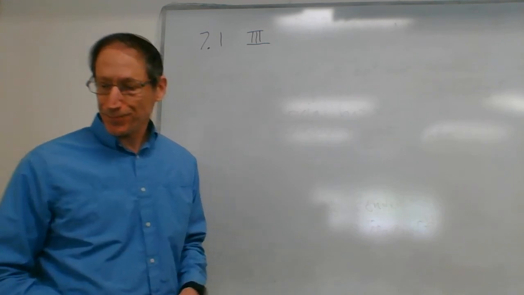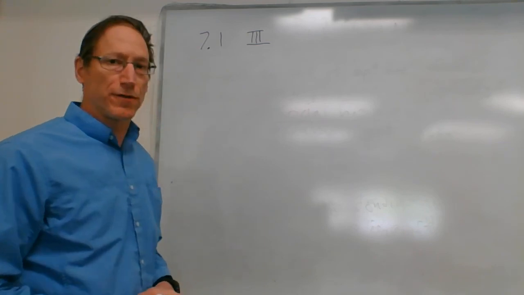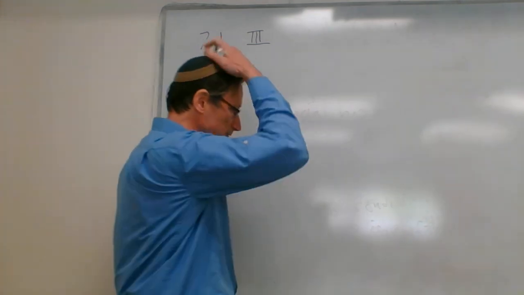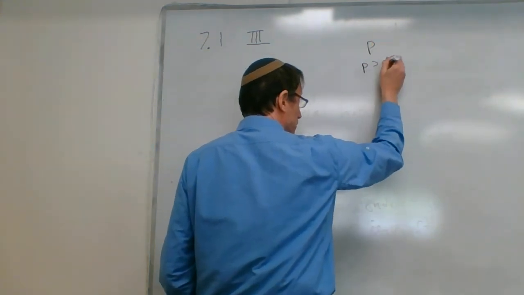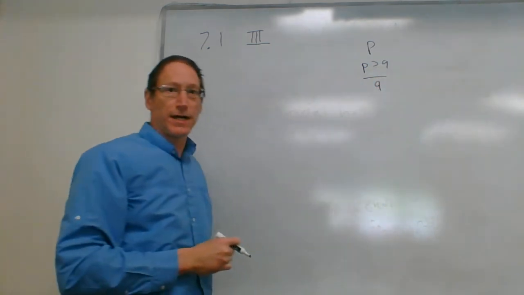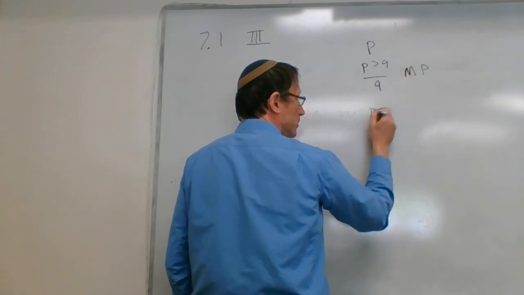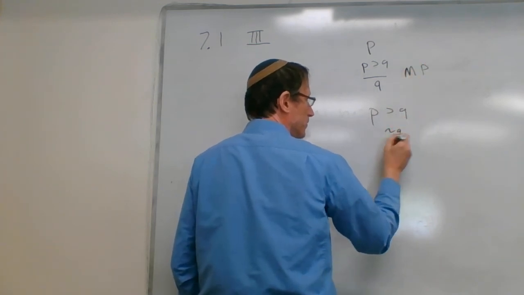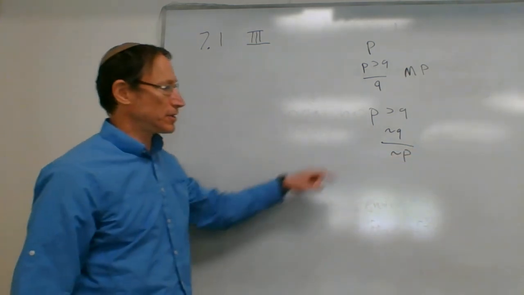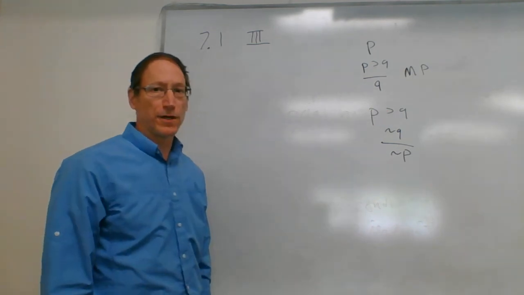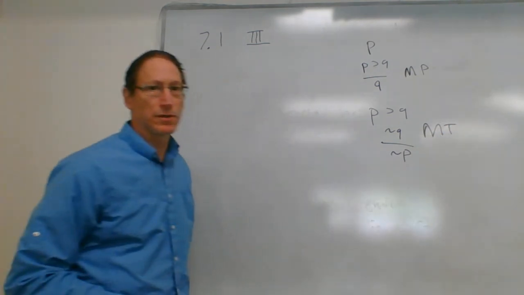Now, first of all, you've only learned four rules so far, so I'm going to put those rules on the board just to remind ourselves of what they are. We have P horseshoe Q, P, therefore Q. That is the rule known as modus ponens, or MP. We have modus tollens, which is P horseshoe Q, not Q, therefore not P. You have the horseshoe, then you have the negation of the consequent, therefore the negation of the antecedent. This is known as MT, or modus tollens.